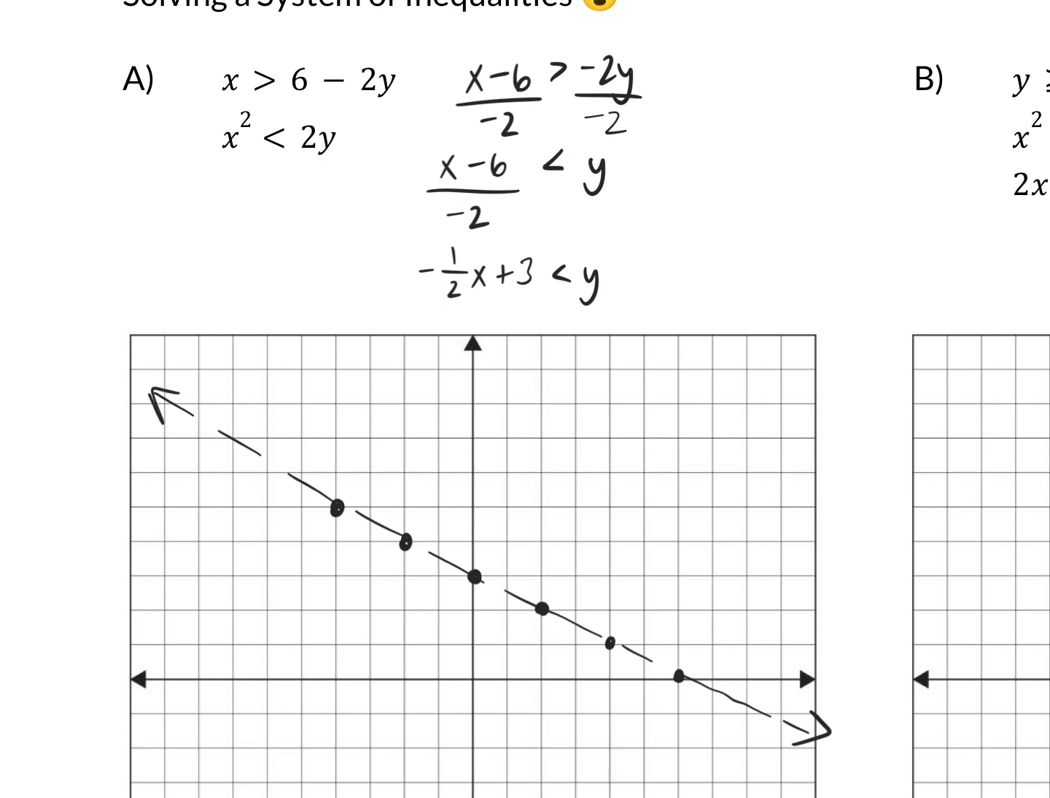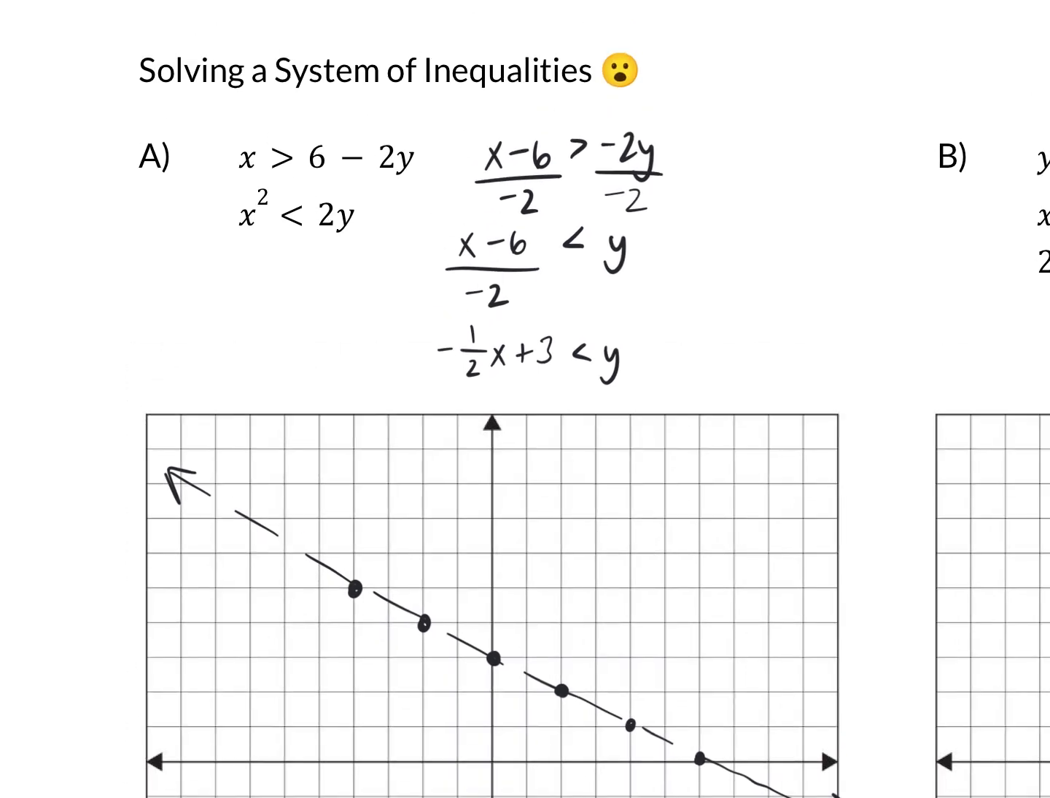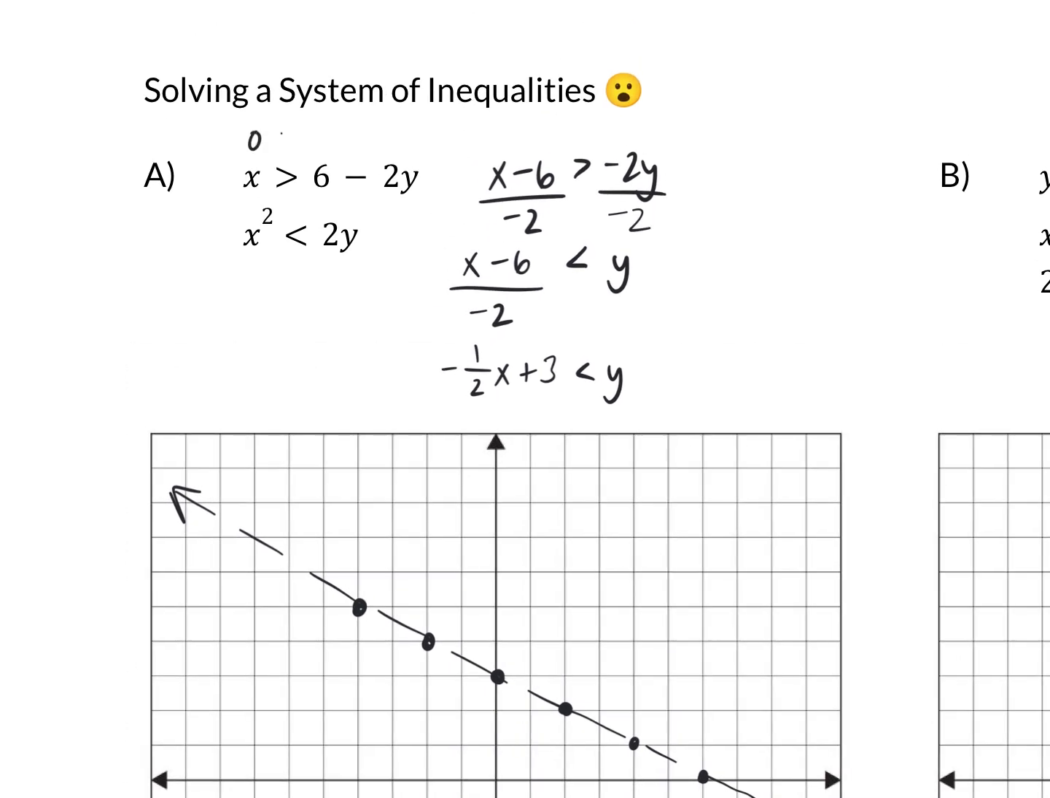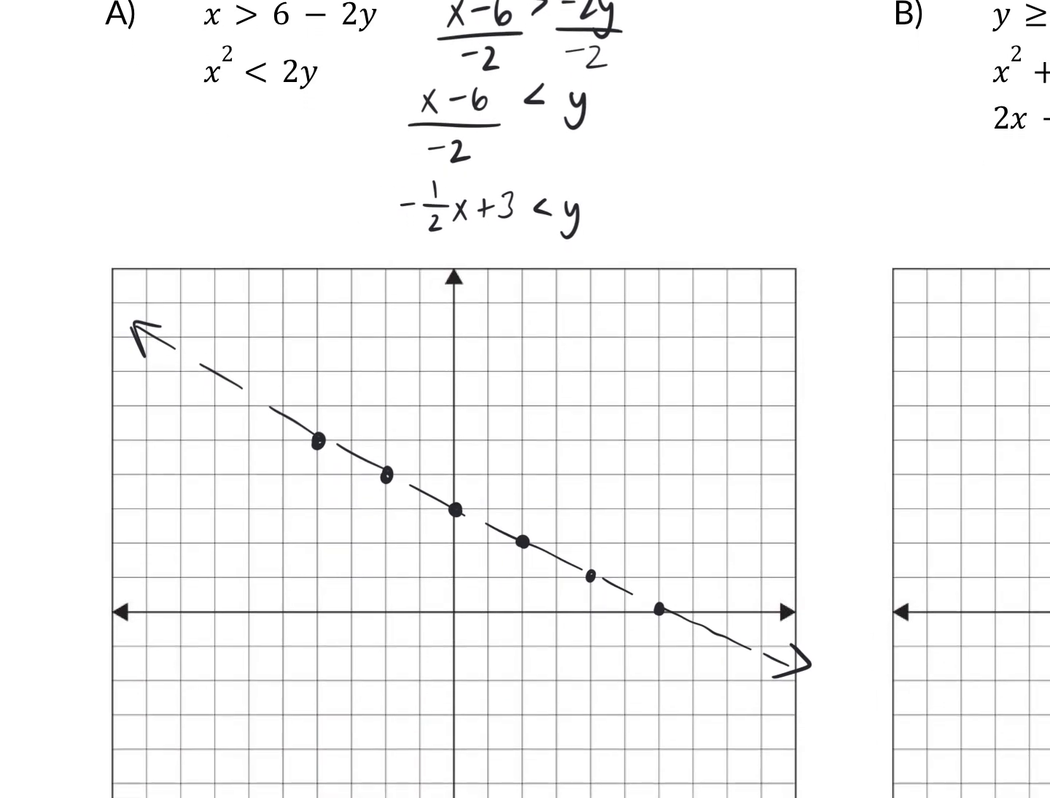And then when I test my point, I'm going to plug it back into the original inequality. So if I plug in 0, 0 again, I have 0 is greater than 6 minus 0. Is 0 greater than 6? Nope, so I am not going to shade on the side where 0, 0 is. I am going to shade on the other side. So everything above that line is part of my solution.